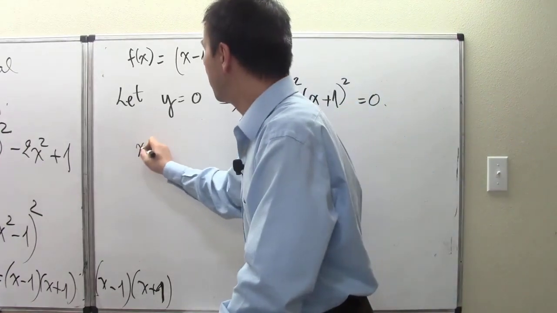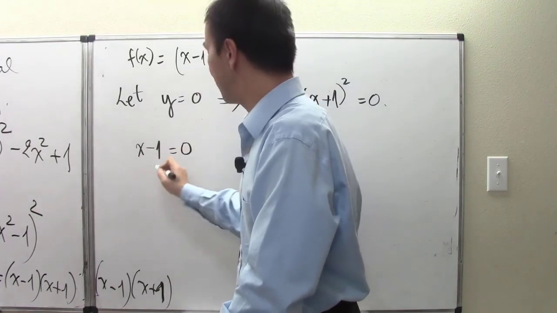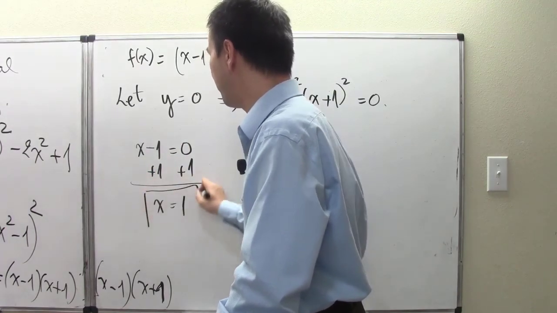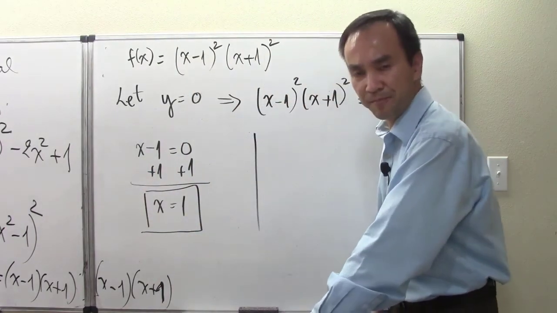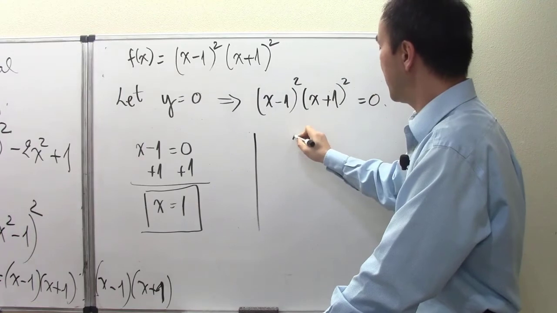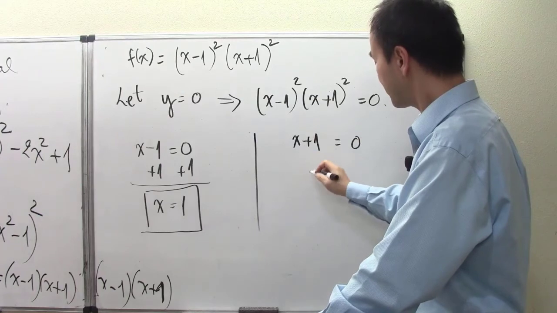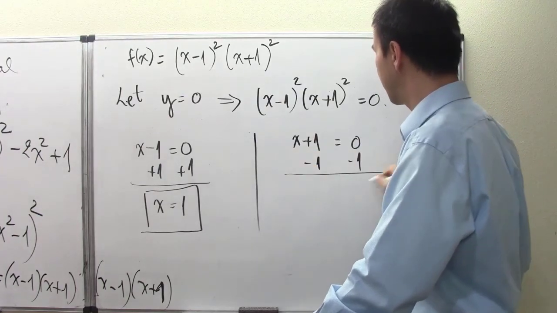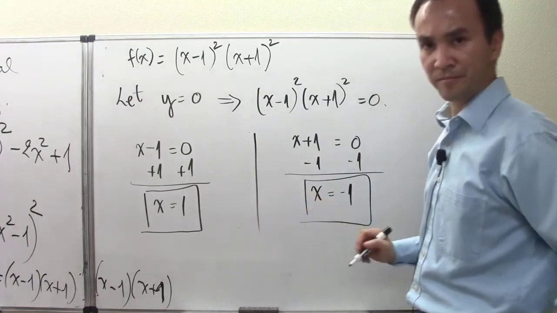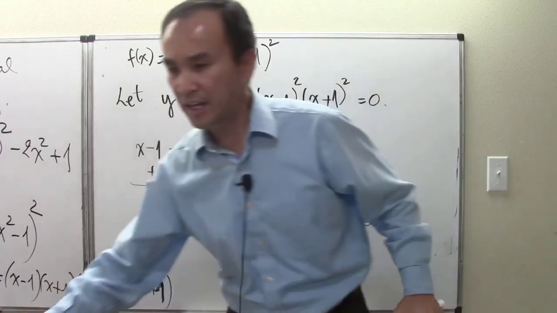I'm going to take the first distinct linear factor, which is x minus 1, and set that equal to 0. Okay, and I'm going to add 1 to both sides to solve for x. So here I'm ending up with x equals 1. We have found one horizontal intercept. Okay, and then let's move on to the next distinct linear factor. x plus 1, I'm going to set that equal to 0. Okay, and so now I'm going to subtract 1 from both sides, and that ends up with x equals negative 1. We have found a second horizontal intercept.